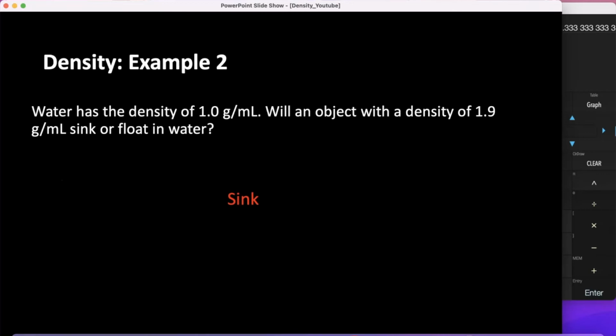The object is 1.9 for density. That's more dense than the 1.0. The units are the same, so I know I can compare. That's how I know it would sink.